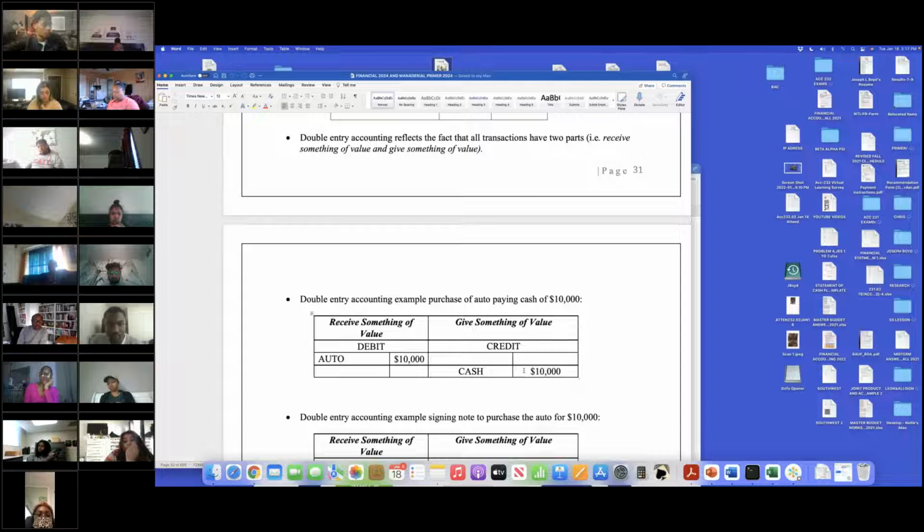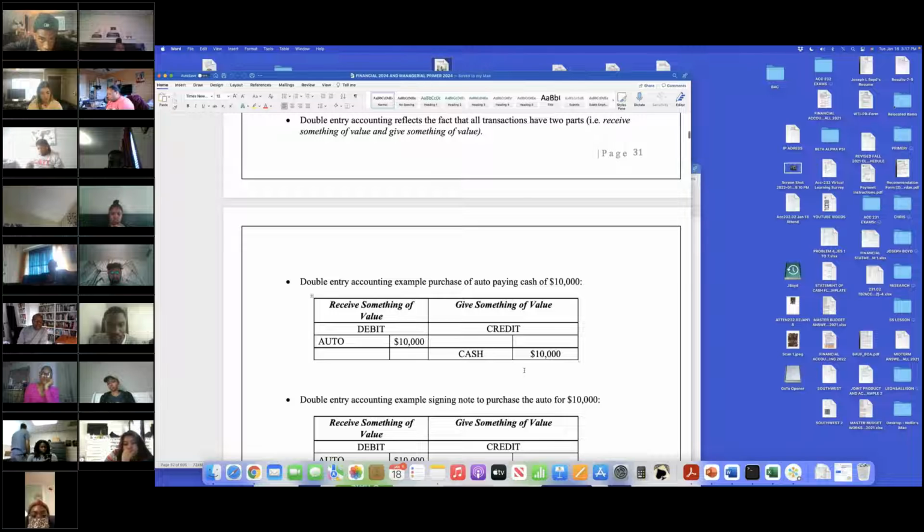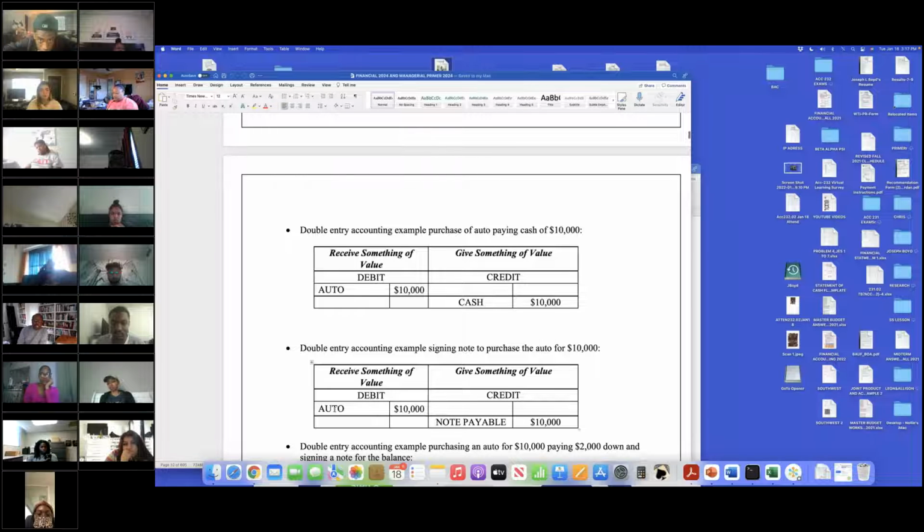Now, suppose we borrowed, we got the car using a note. We debit auto again, but we credit notes payable. Well, we got an auto. What do we give up? A note that we got to pay on. So two things happen, but we're doing it two ways.